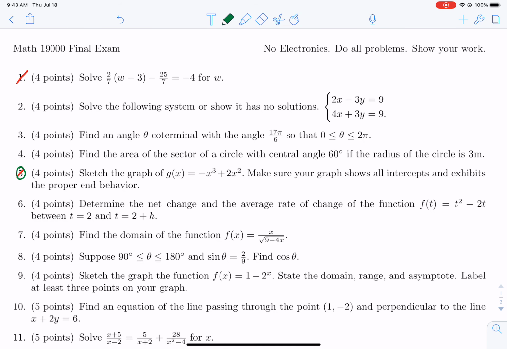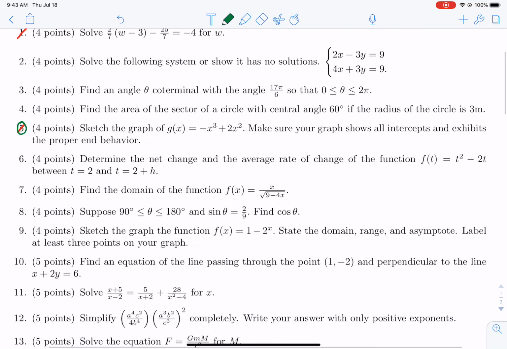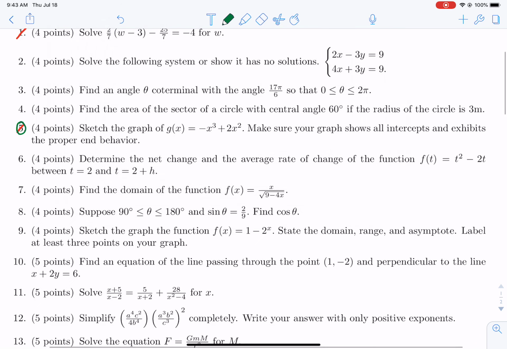Okay? So what about number 6? The net change and average rate of change of a function between two t values, t equals 2 and t equals 2 plus h. Yeah, we should know how to do that, right? Number 7, find the domain of a function like that one. We should know, right? Yep. Definitely. Number 8, that's going to be when we talk about trigonometry next week.